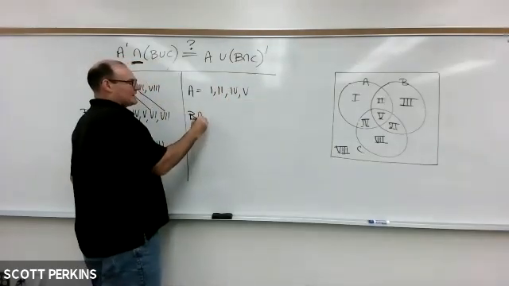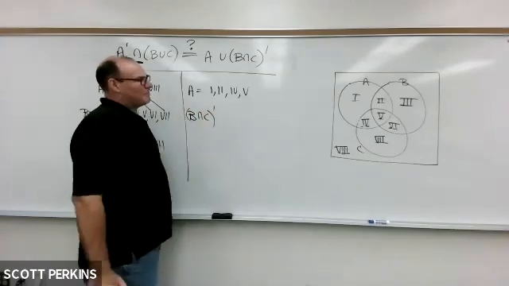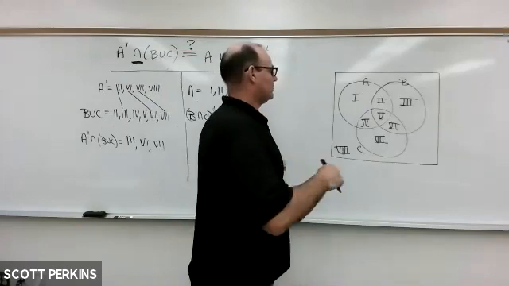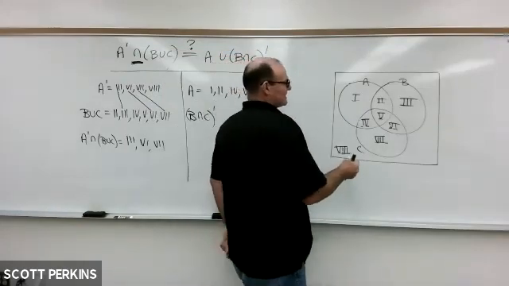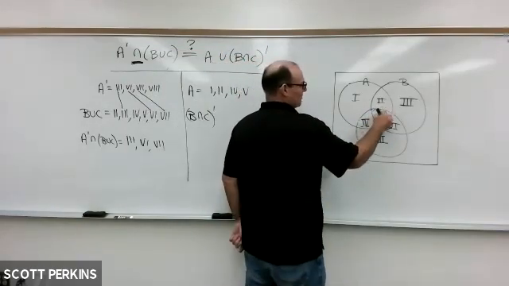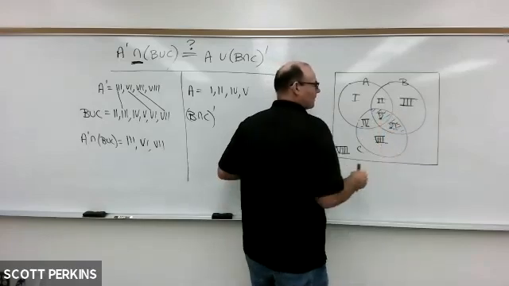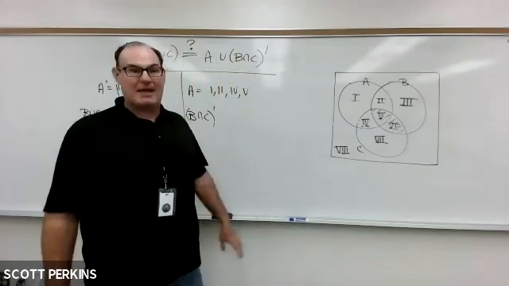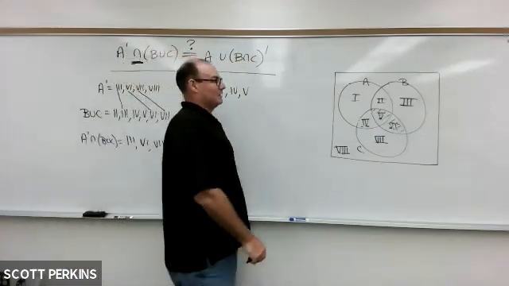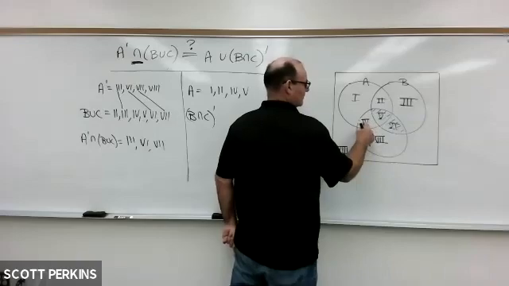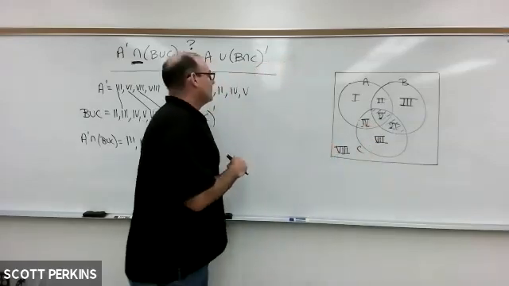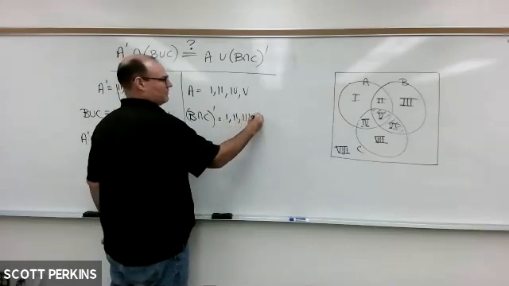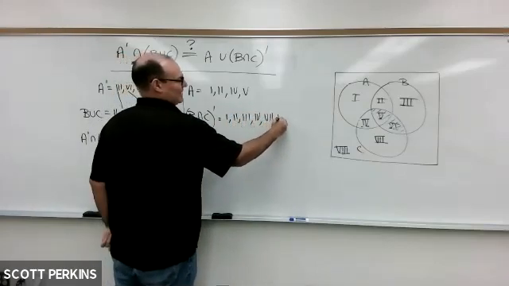Now B intersects C complement. So B intersects C, I'll color it in blue. Where B and C overlap is right here. So what's the complement? What's everything else that I did not shade blue? So 1, 2, 3, 4, 7, and 8.